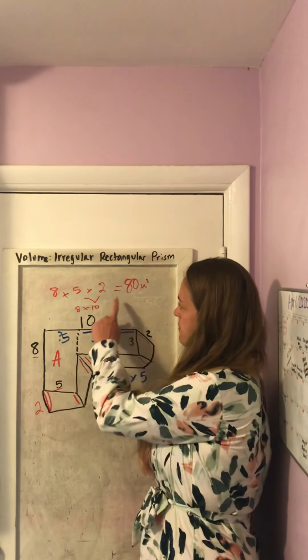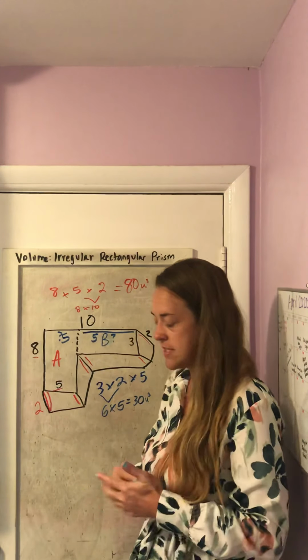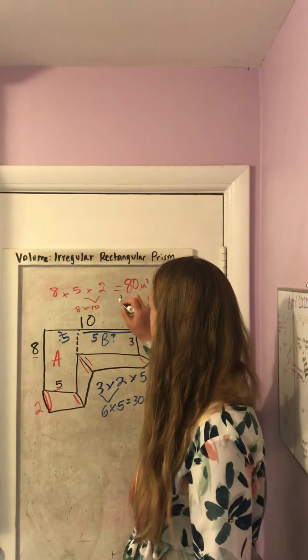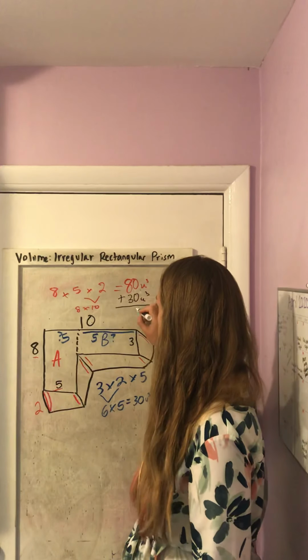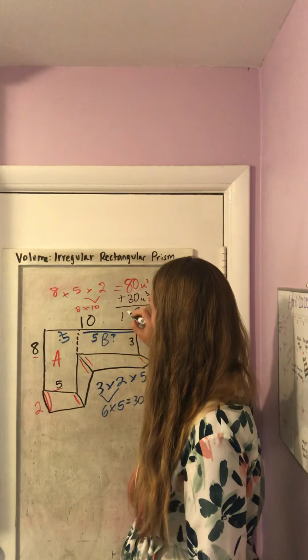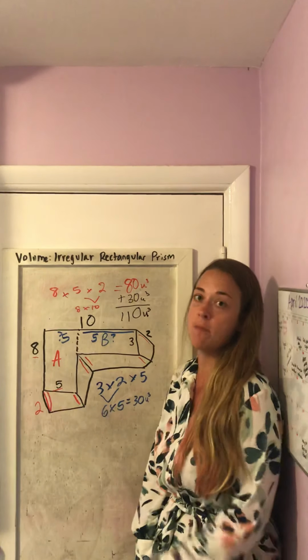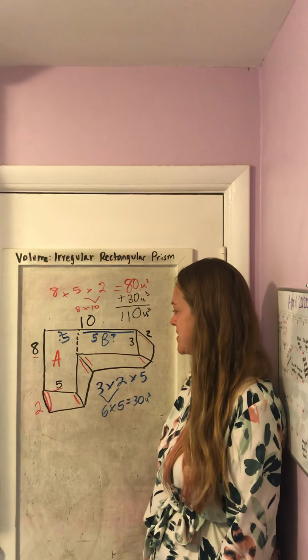Now that I have the volume for both A and B, I can move on to the final step, which is to add those two volumes together. So I have 80 cubic units plus 30 cubic units. That's going to get me 110 cubic units for the volume of my irregular rectangular prism.